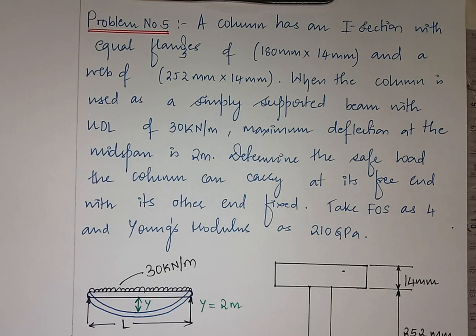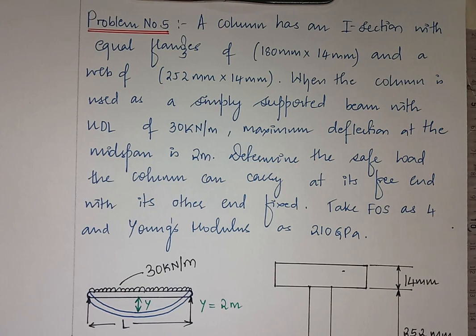A column has an I section with equal flanges of 180 mm into 14 mm and a web of 252 mm into 14 mm. When the column is used as a simply supported beam with UDL of 30 kN per meter, maximum deflection at the midspan is 2 meters. Determine the safe load that the column can carry at its free end with its other end fixed. Take the factor of safety as 4 and Young's modulus as 210 GPa.